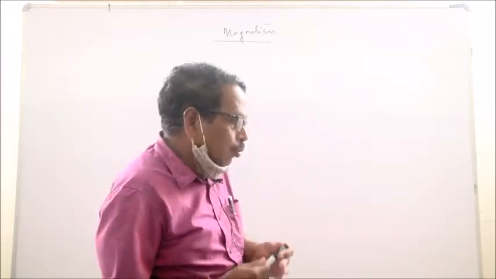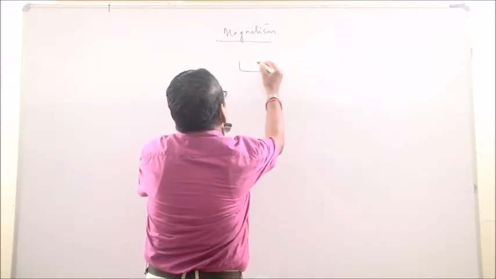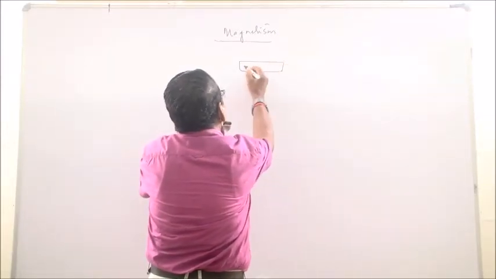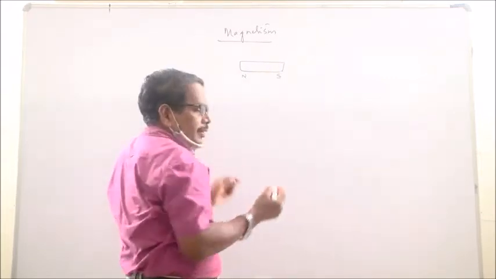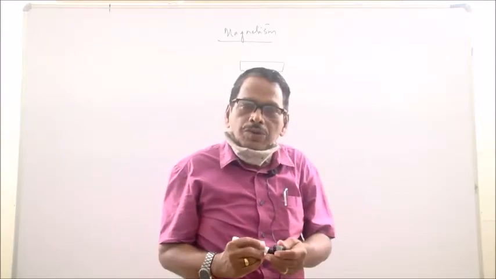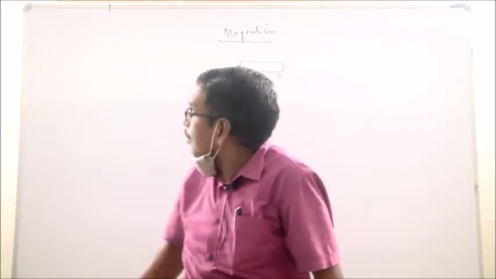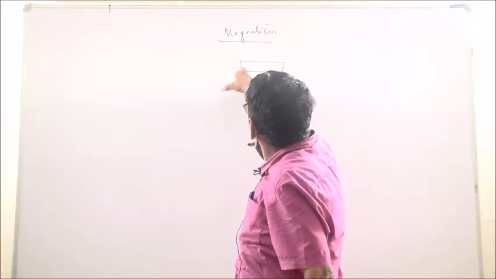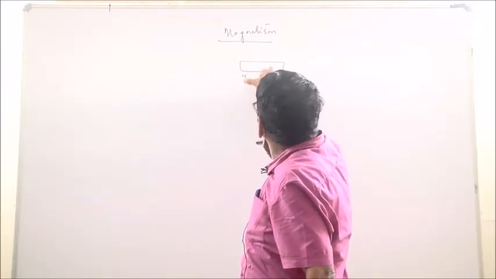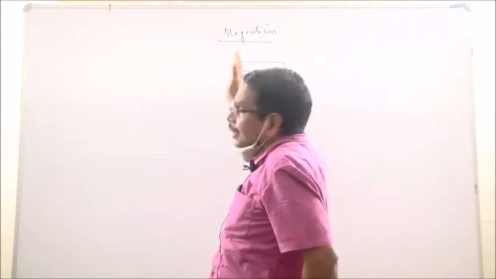A magnet has two poles, mainly north pole and south pole. North pole is denoted by N, south pole is denoted by S. So what is a pole? The magnetic properties of a magnet are concentrated at the poles, and the properties decrease towards the center. So N is north pole, S is south pole.